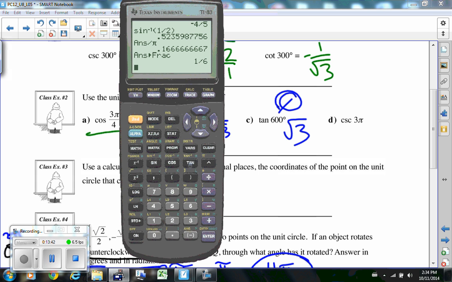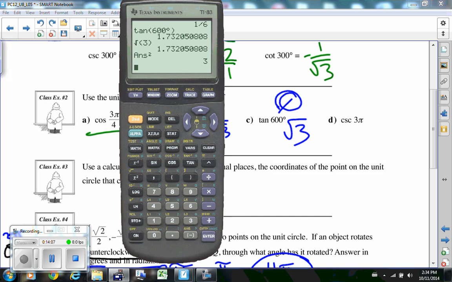I could just go tangent of 600 degrees. Ta-da! Well, that doesn't look like much, but square root of 3, and now ta-da. See, they're the same thing. Or I could take that value and square it and see that it was that.